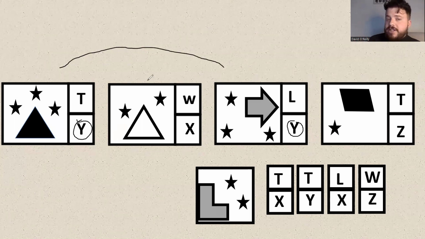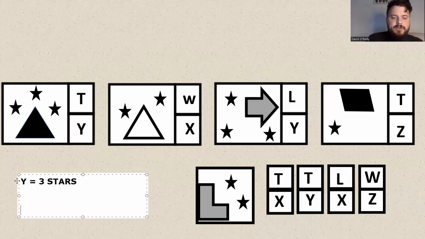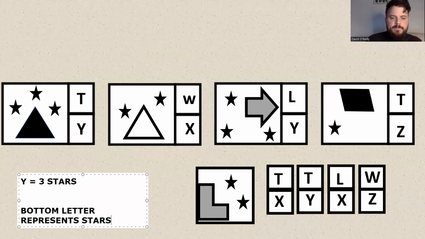Okay, there aren't 3 stars in this object, and there aren't 3 stars in this object, but there are 3 stars in object 1 and object 3. So Y represents 3 stars. So what I'm going to do at the bottom here is make a little note, Y equals 3 stars. Okay, I'm also going to make a separate note, and I'm going to say that the bottom letter represents stars.